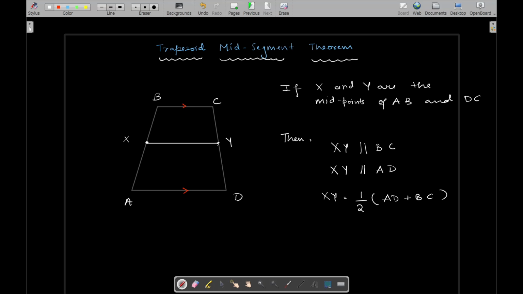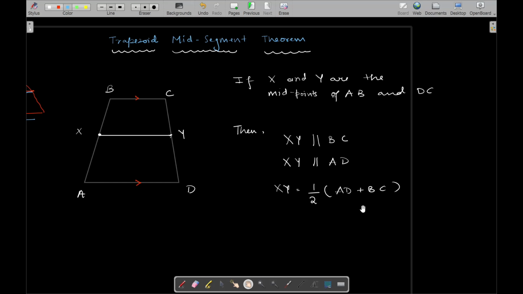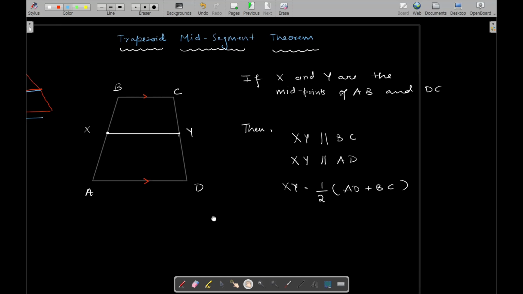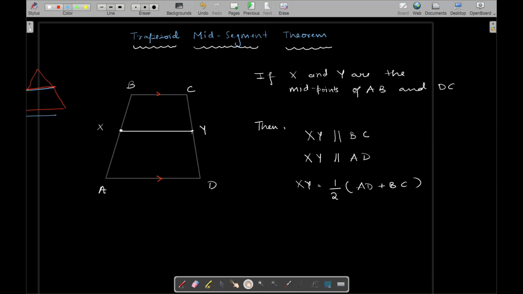In triangles, this theorem is slightly different. In triangles, the mid segment becomes exactly half of the base. If you remember, if you have a triangle like this and you connect the midpoints, then this line becomes half of the base. But since in a trapezoid you don't have one base, this segment is actually the average of those two bases. See, half of AD plus BC, it is the average, right? You're adding AD and BC and then dividing by 2. So basically you're finding the average of the two sides.